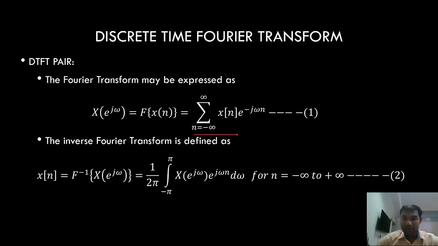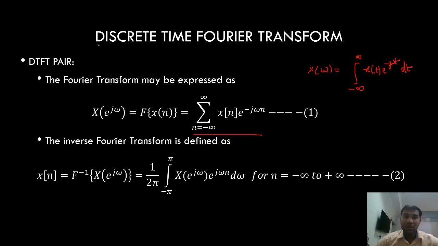If you look at this definition, it is very similar to the continuous time Fourier transform. So what is the formula for the continuous time Fourier transform? X of omega equals the integration from minus infinity to infinity of x of t e power minus j omega t dt. This is for the continuous time Fourier transform.